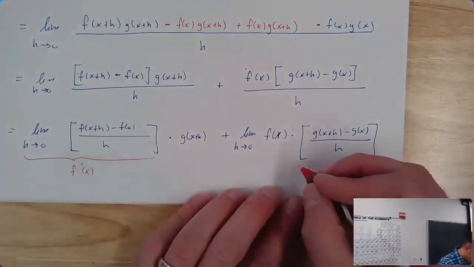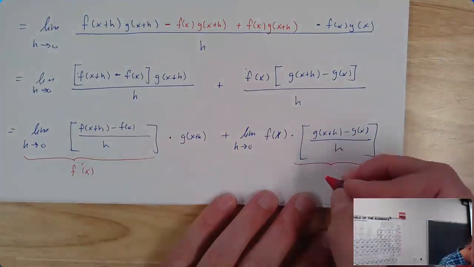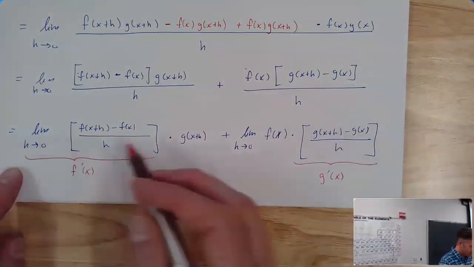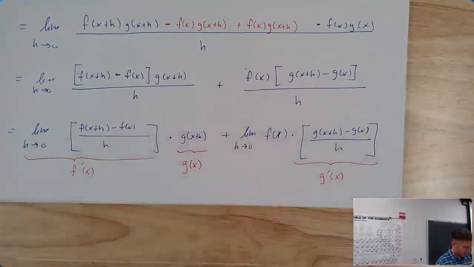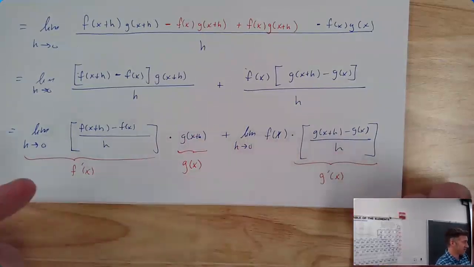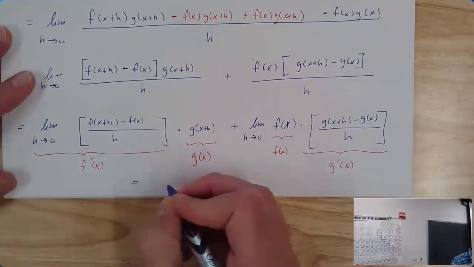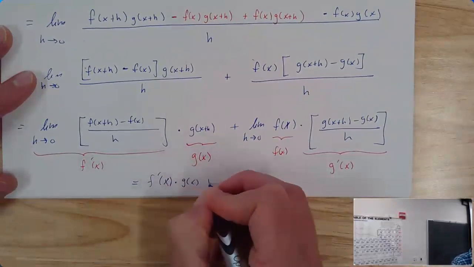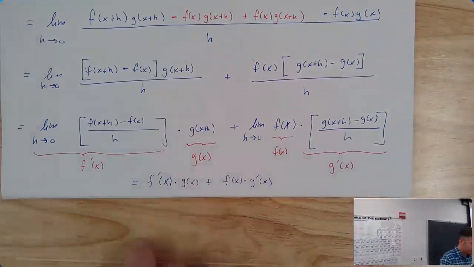And in a similar way, the limit as h goes to 0 of g of x plus h minus g of x all over h is going to be g prime of x. And as h goes to 0, g of x plus h is going to go to g of x plus 0. And as h goes to 0, f of x doesn't change. f of x is still f of x. So look what we end up with: f prime of x times g of x plus f of x times g prime of x. And that is what is known as the product rule.